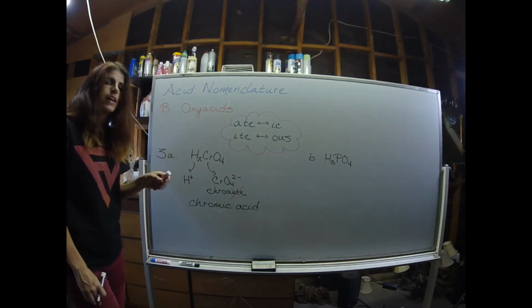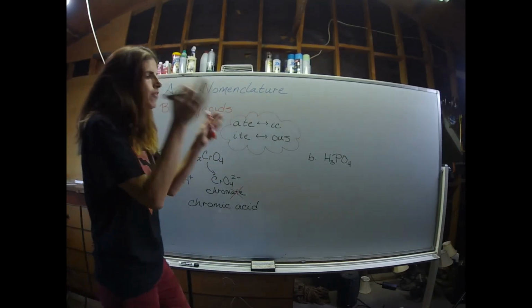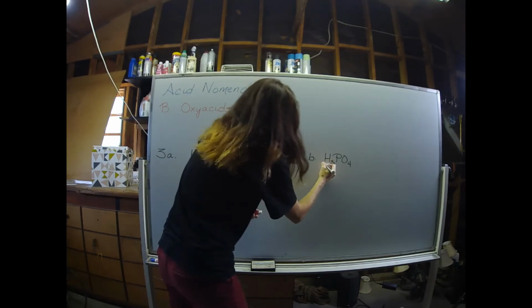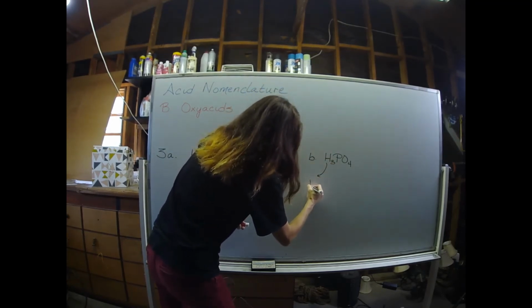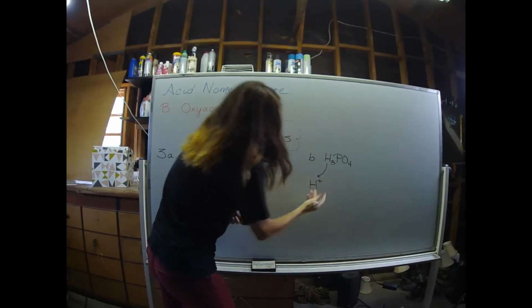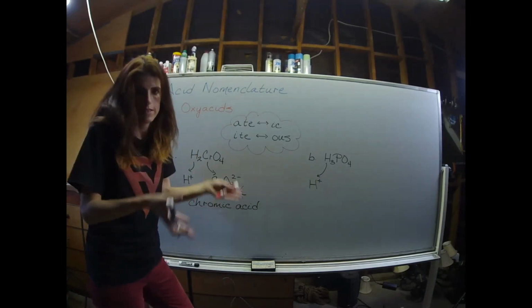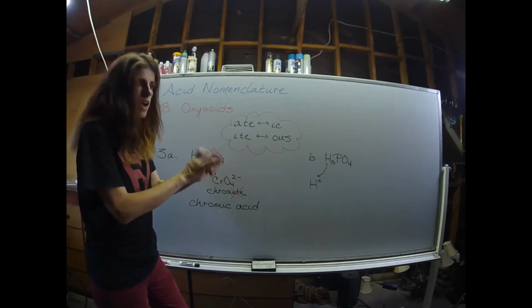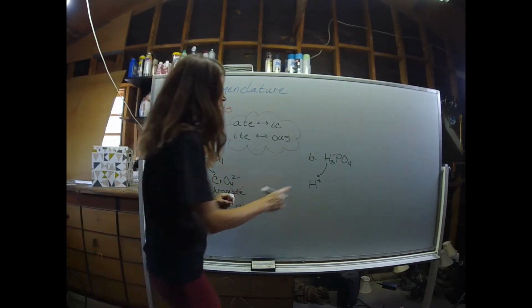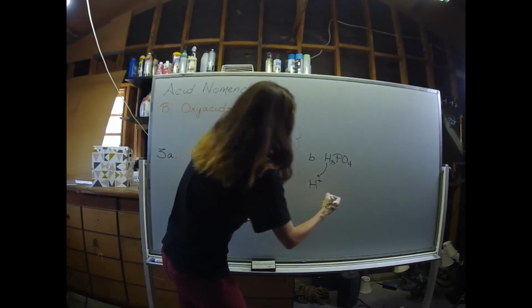Let's break down the next one. So again, it says H3, but hydrogen's in group 1, and it's a solo ion. As a gas, yes, it's H2, but as an ion, it always comes solo. The 3 actually belonged to the phosphate.